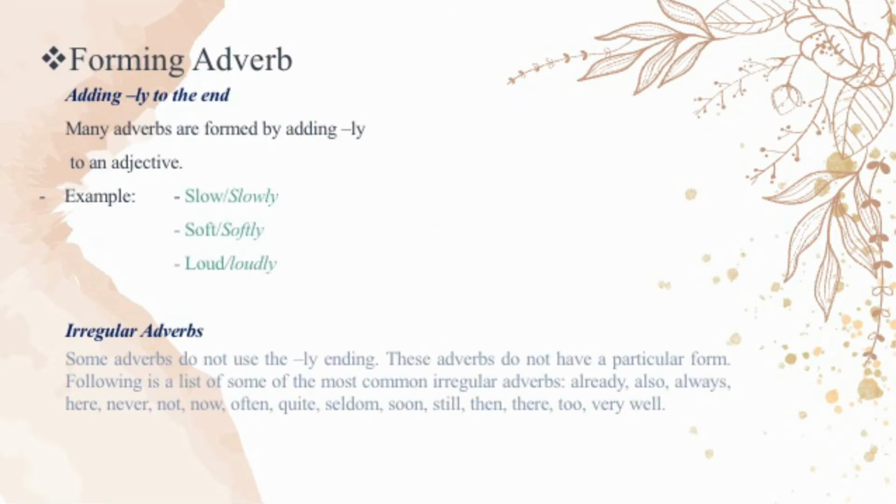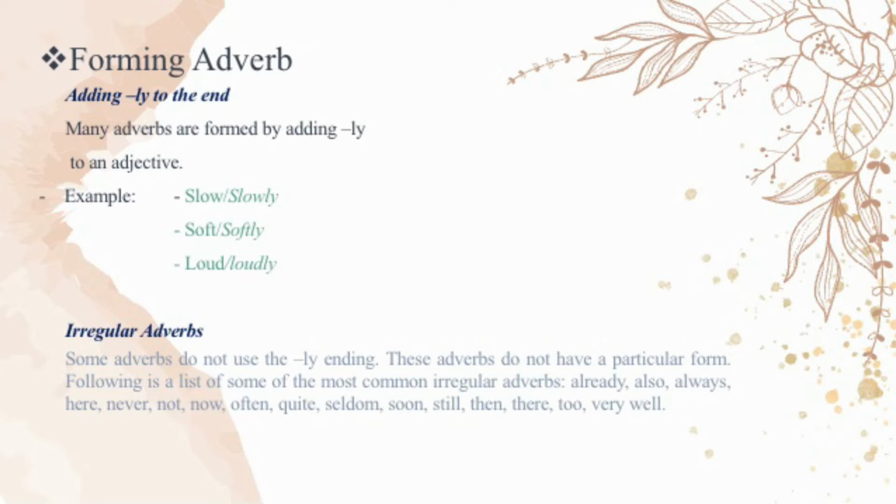And then let's move to forming adverbs. The first one is adding ly to the end. Many adverbs are formed by adding ly to an adjective. For example, slow became slowly, soft became softly, and loud became loudly, and etc. And then the second one is irregular adverbs. Some adverbs do not use the ly ending. These adverbs do not have a particular form.